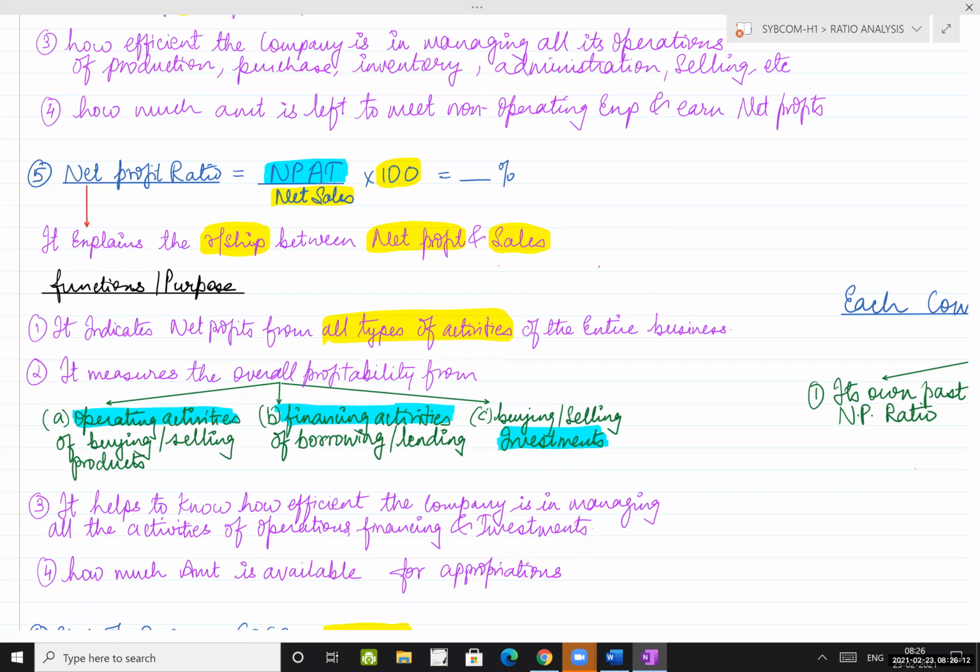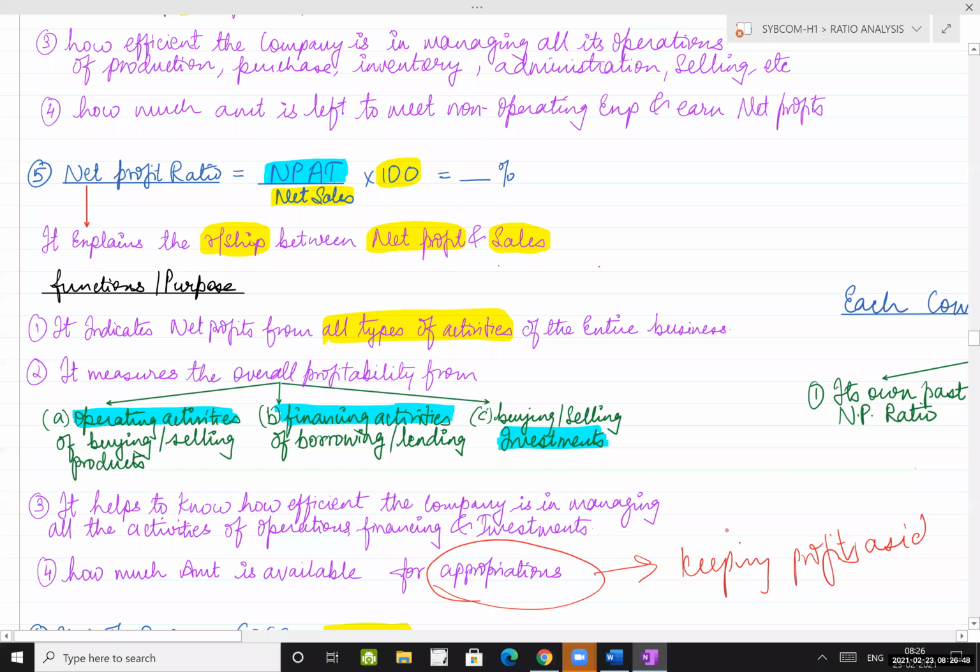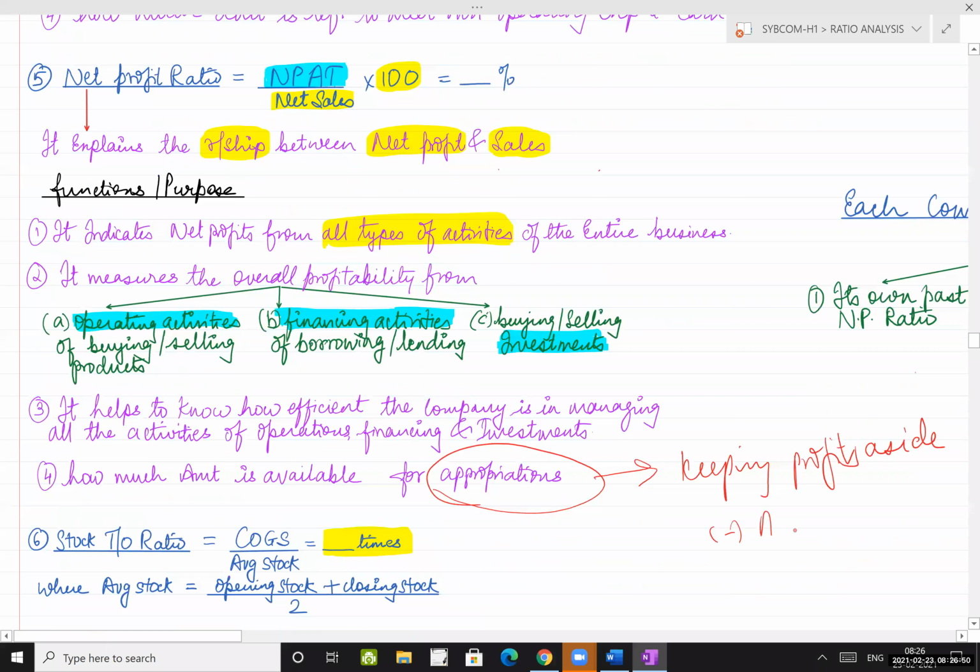Then it helps to know how efficient the company is in managing all the activities. All the activities, meaning again, I'm talking about these three activities. How much amount is available for appropriations? What is appropriations? Keeping money aside, keeping your profits aside. That is why from the financial statements we subtract appropriations, if you remember.